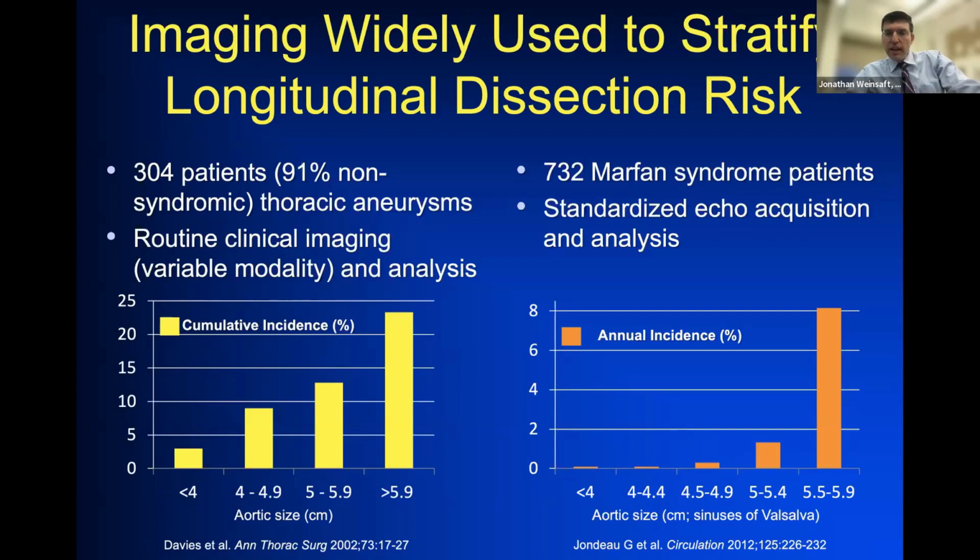We look at genetic focused analyses. This is by John Doe's group in terms of Marfan syndrome patients. Similar linear increase in terms of risk for aortic dissection in relation to aortic size in and of itself.